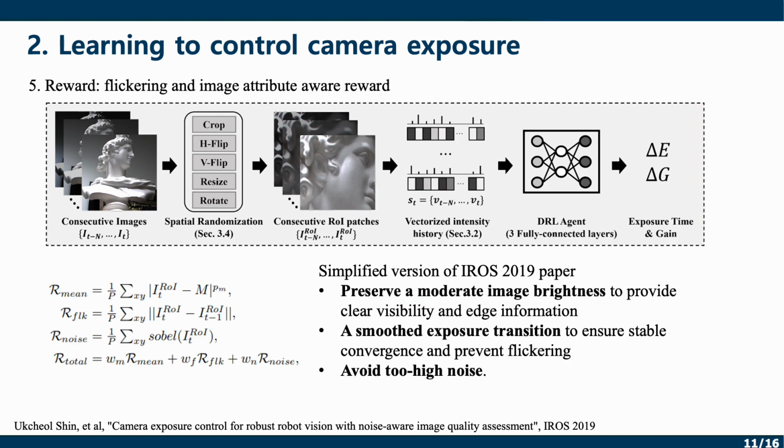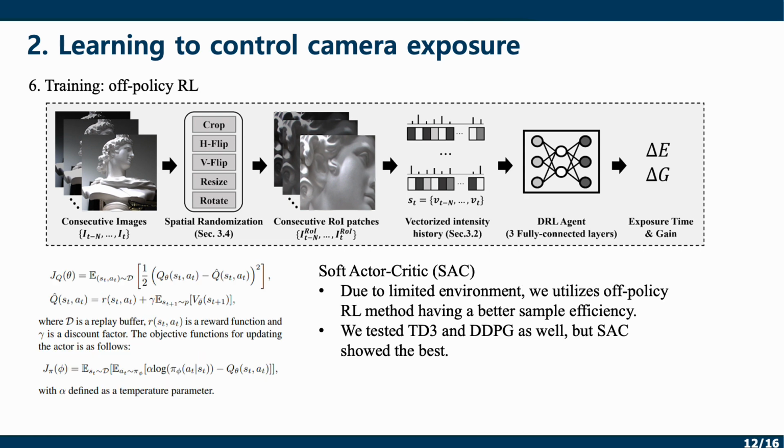The reward function is designed to be flicker-aware and image attribute-aware, ensuring moderate image brightness and smooth exposure transitions. We use the soft actor-critic algorithm for training due to its sample efficiency and effectiveness in our limited training environment. Our method achieves rapid convergence and superior performance in real-world scenarios.